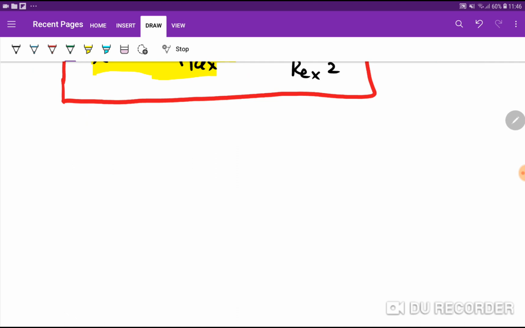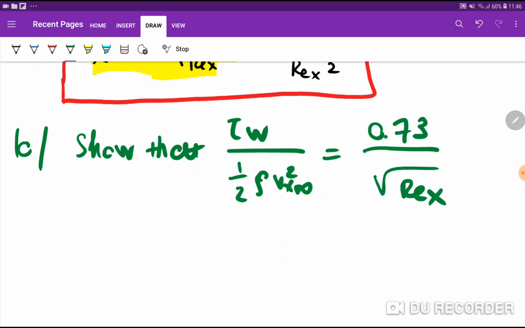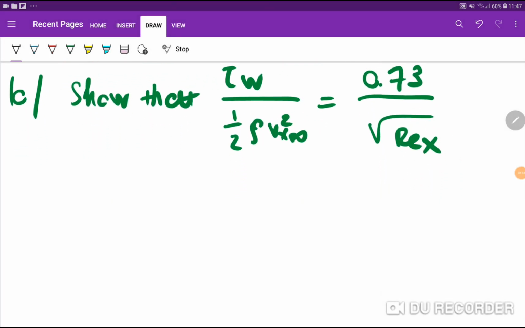So part B, they ask us to show that tau w over 1/2 rho vx infinity squared equals 0.73 over the square root of Reynolds number. Let's go ahead and show that we can get this amazing expression. So we start with something we know already.